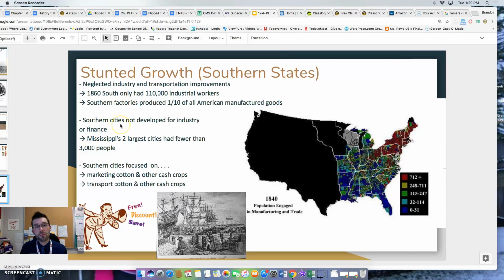Southern cities were not really even developed for industry or for finance. They were mainly developed for one thing and one thing only. That was for marketing and transporting cash crops, like cotton. In fact, Mississippi's two largest cities had fewer than 3,000 people. That's not a lot of people for what's considered a big city.